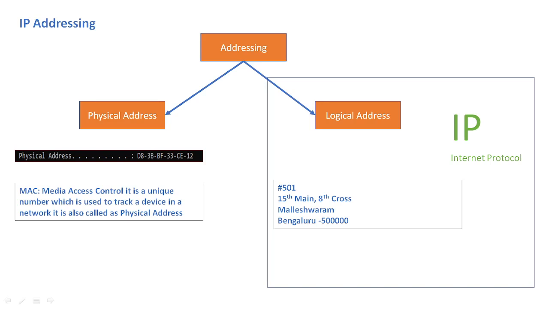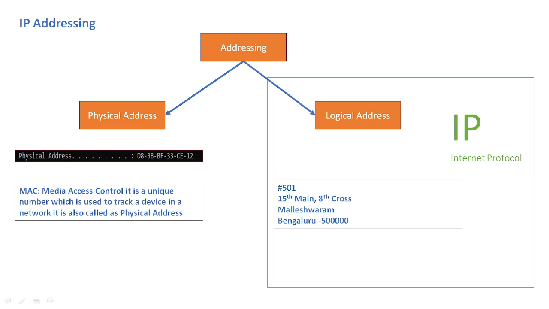Physical means something you can touch and feel, correct? Logical means it is left to your thoughts, your imagination, your assumption. Logical can vary from person to person. When you look at a problem, the logic of resolving that issue can be different for different persons. Similarly, the logical address is also called an IP address or Internet Protocol address.